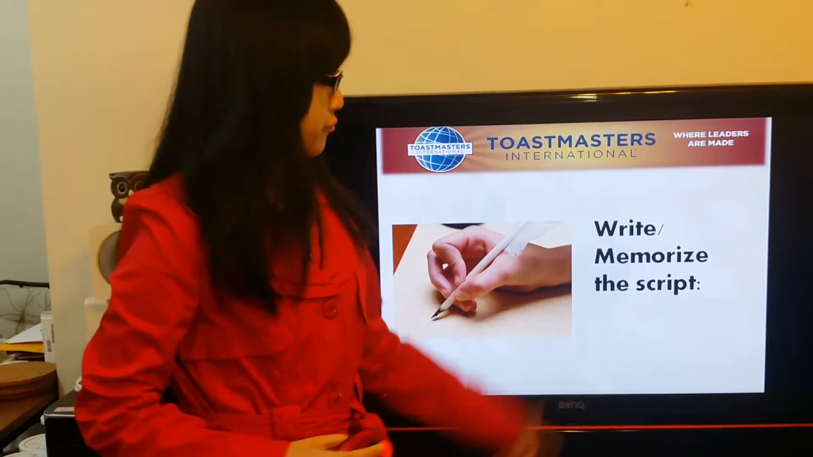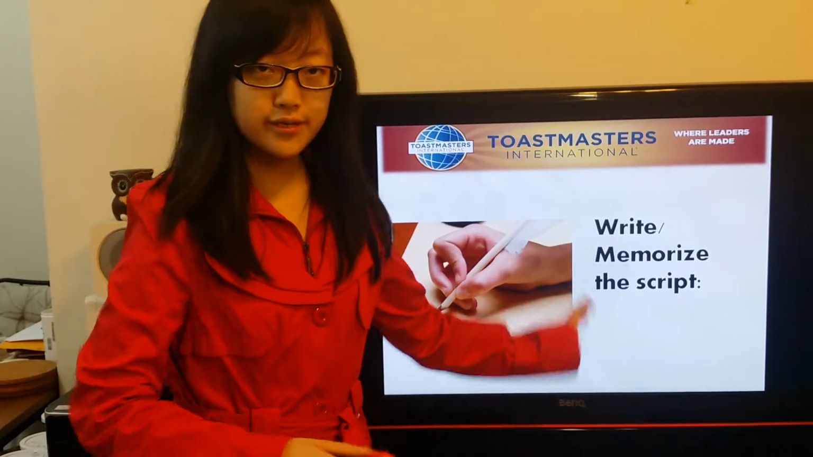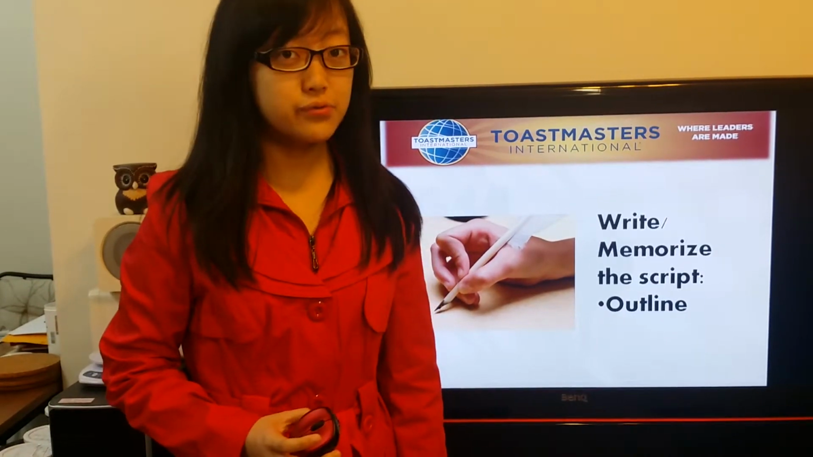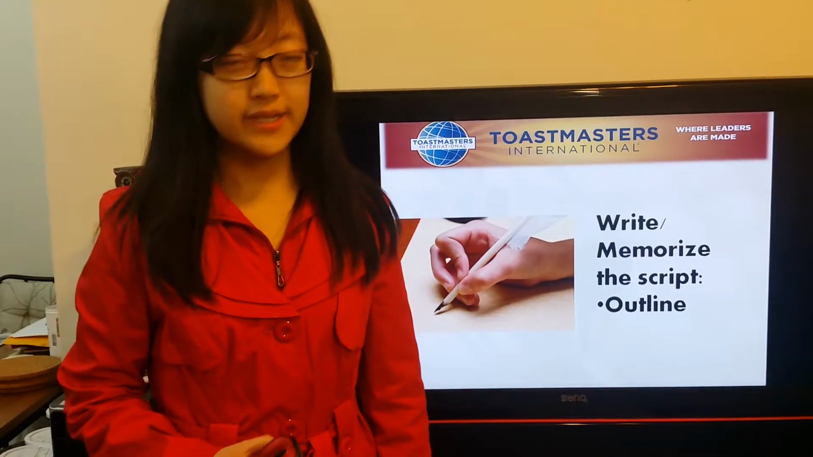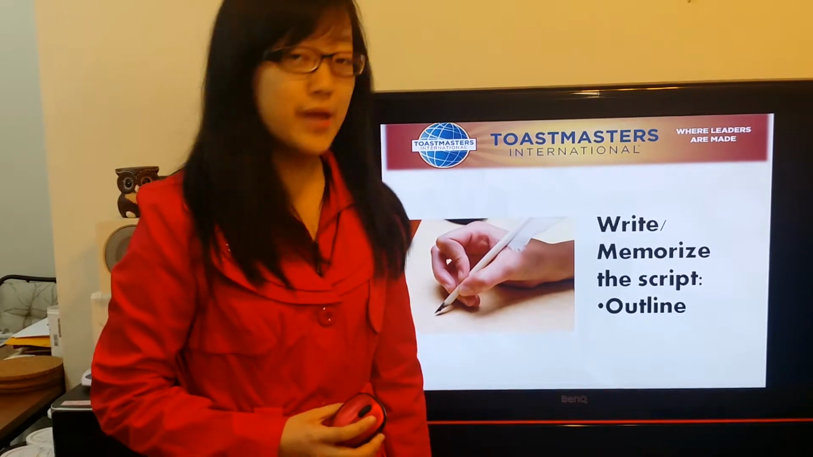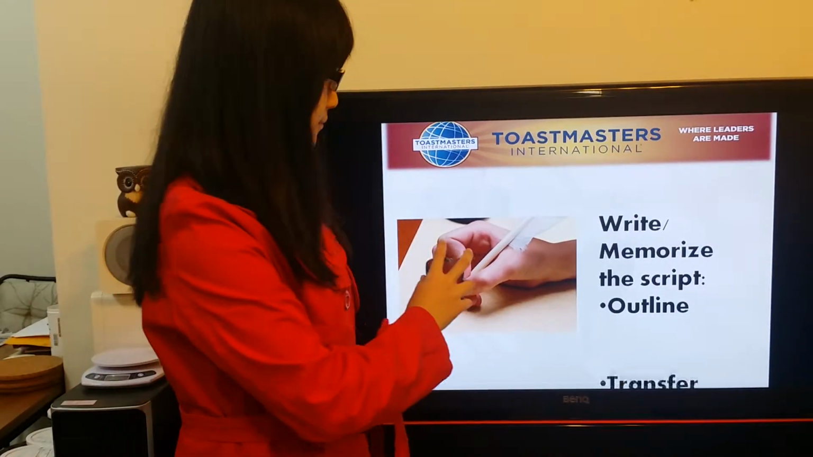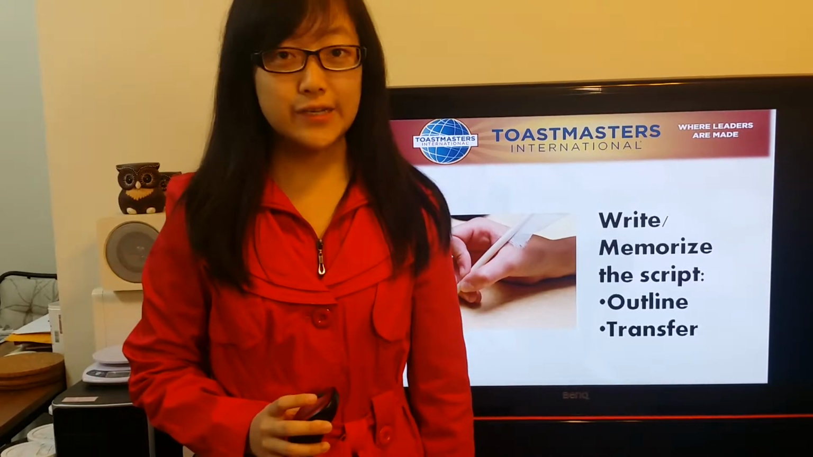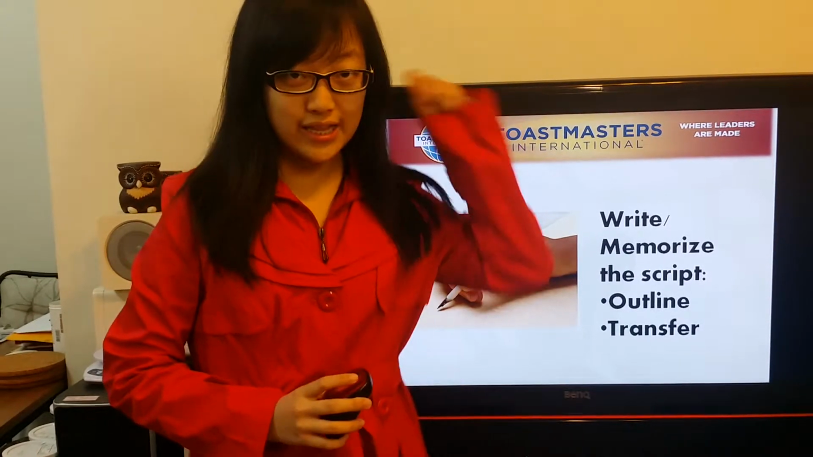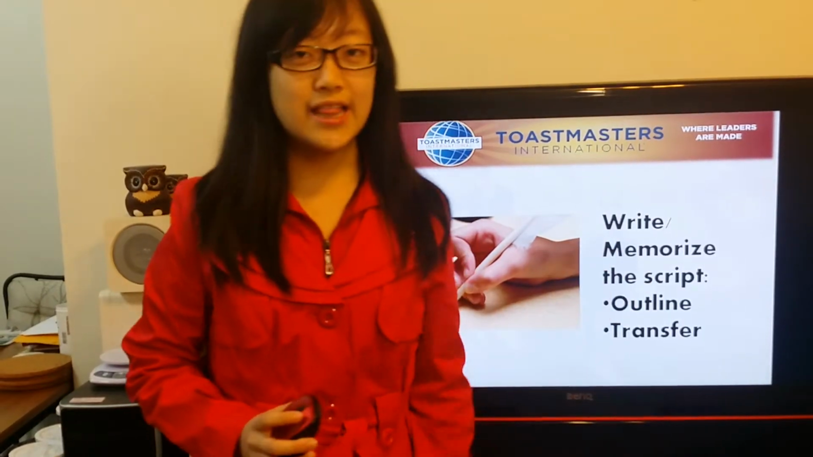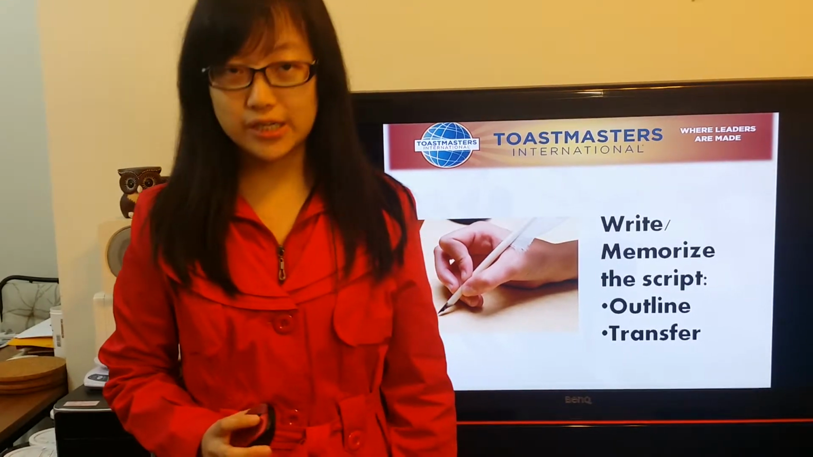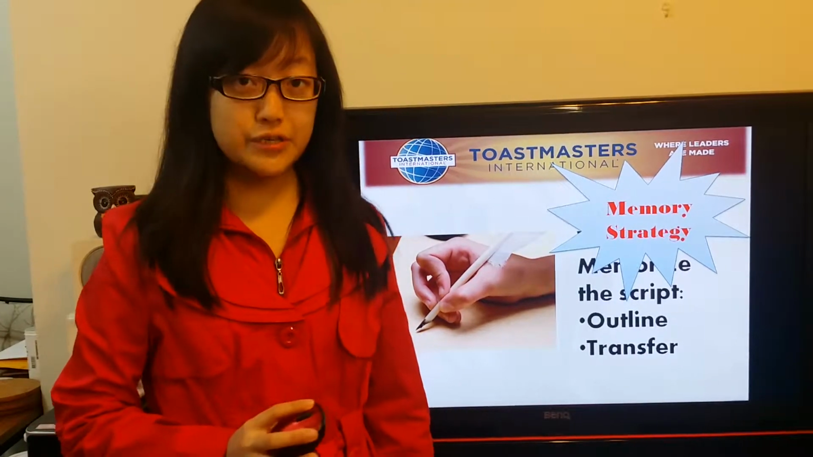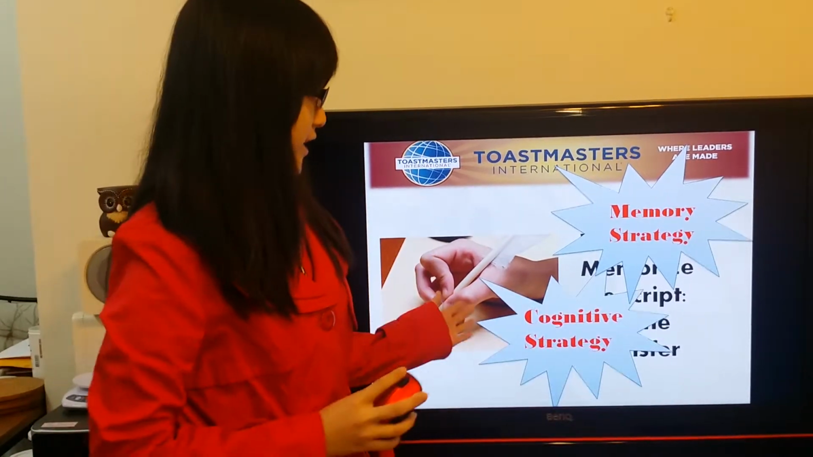After that, you will write and memorize a script. Outline: an outline can help you write a structured article, and it's helpful when you memorize a script. Transfer: in order to deliver an English speech, first we get an idea in Chinese, and then we transfer it into English and write it down. So here we use memory strategy and cognitive strategy.